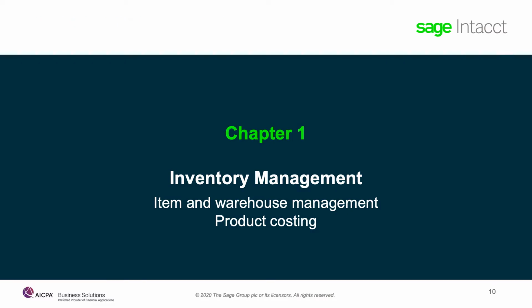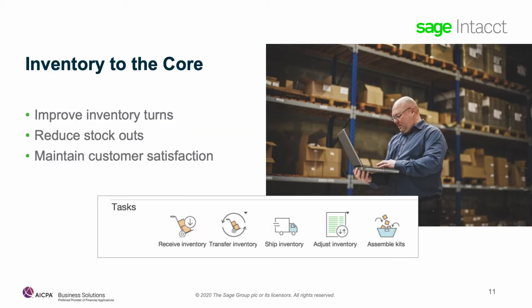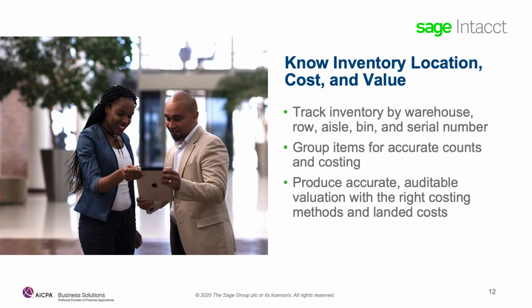This chapter covers inventory management, specifically item and warehouse management and product costing. Our solution allows you to streamline inventory management and replenishment. You can significantly improve inventory turns, reduce stockouts, and maintain customer satisfaction. Multiple warehouses and customizable inventory transactions keep you aware of inventory locations, allotments, and quantities without the need for frequent cycle counts. Sage Intacct enables you to find the product you need when you need it.